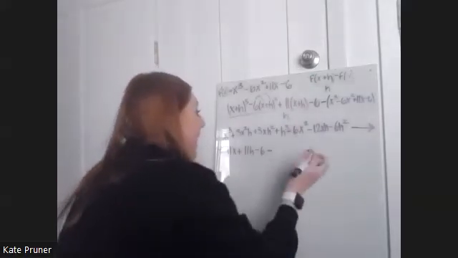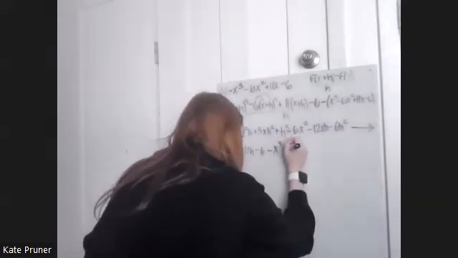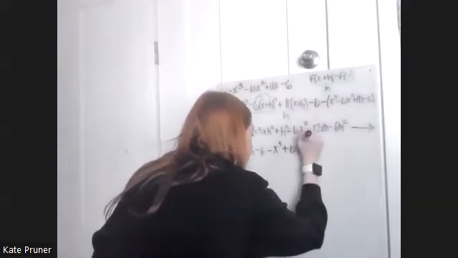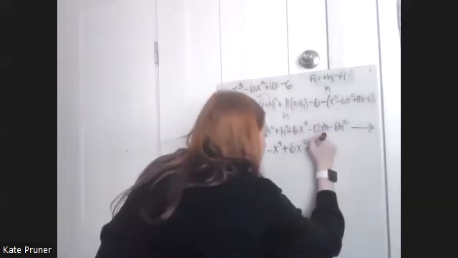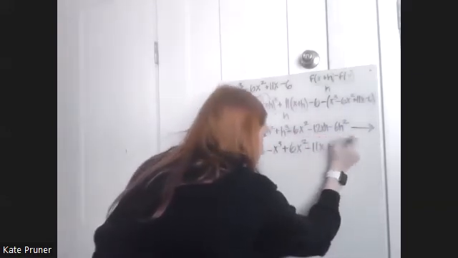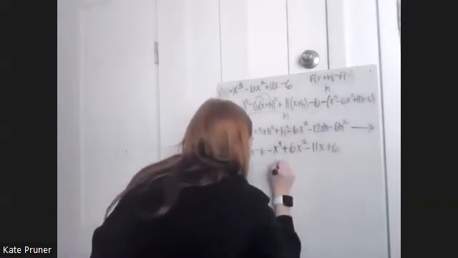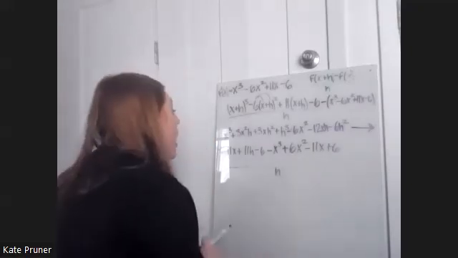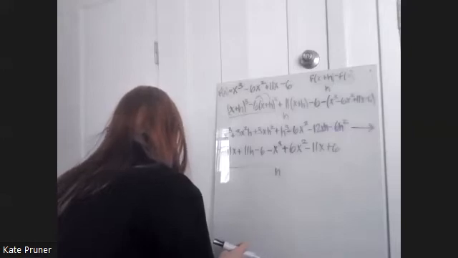So we're going to get negative x cubed plus, because that is 6x squared, and then minus 11x plus 6. And all of this is going to be over h. So this is one big long thing. We just couldn't fit it all. So then now it's time to simplify all of this out.